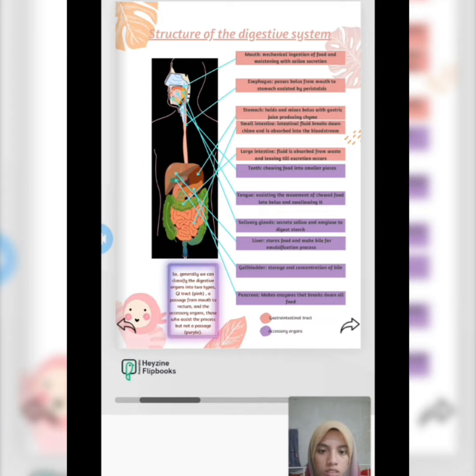Next, we have the small intestine, which is a tract where most of the absorption of nutrients from the food occurs. And lastly, we have the large intestine, which is the last part of the GI tract, making the chyme into waste until excretion occurs.